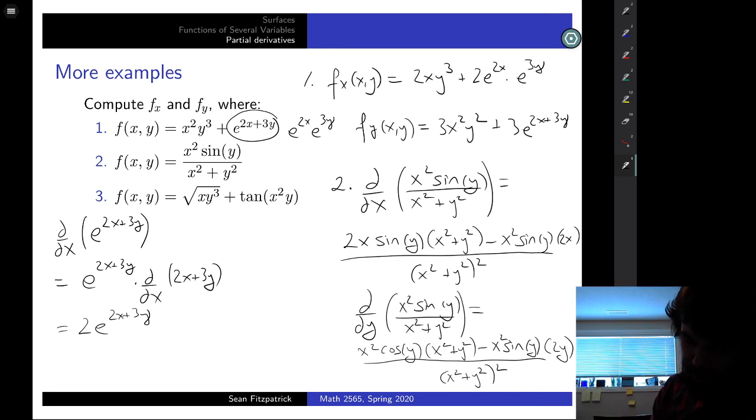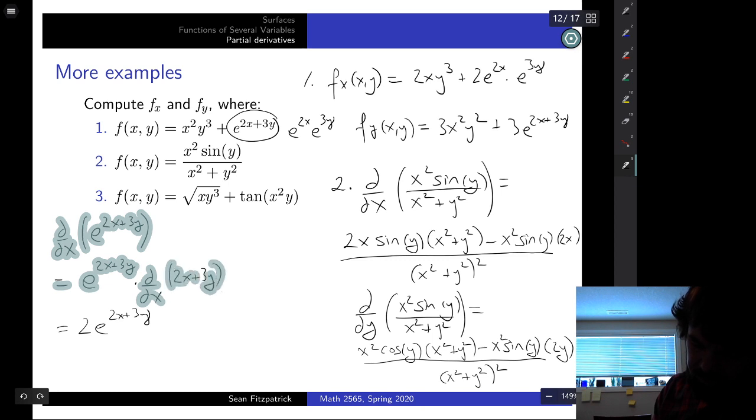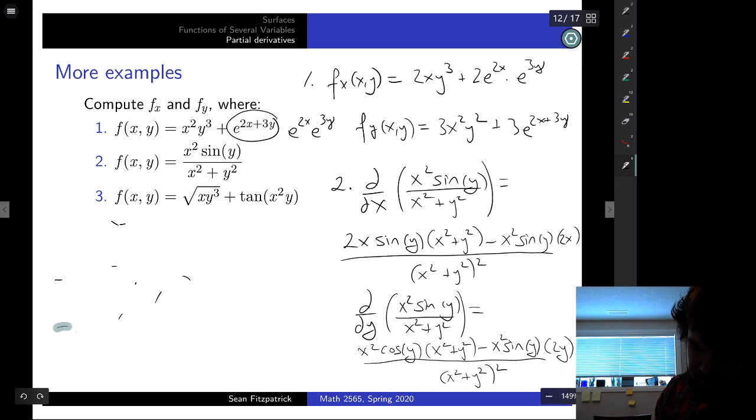All right. Let me erase this stuff here so we can do that last example. Example 3.